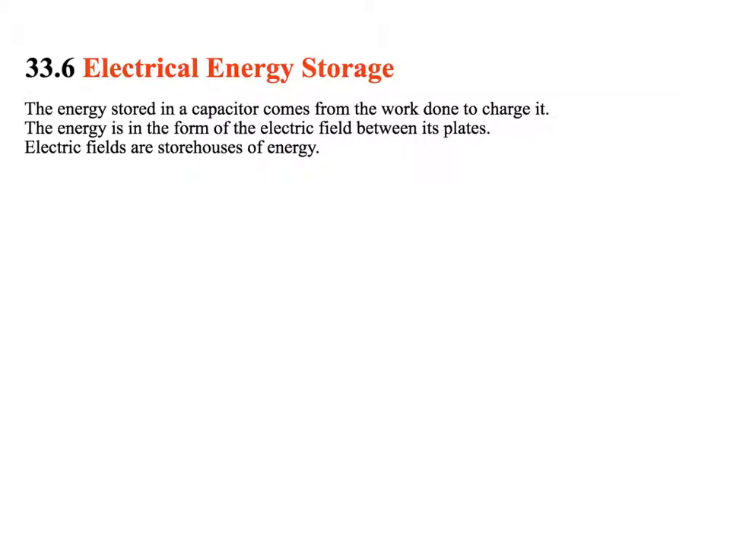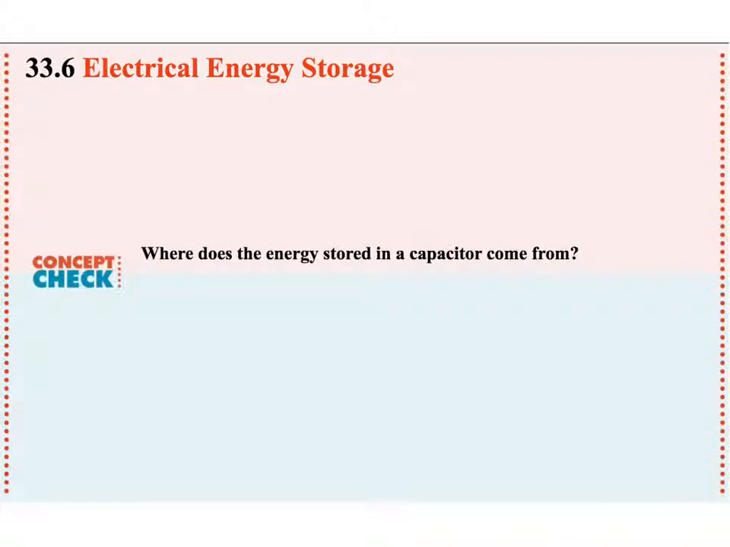The energy stored in a capacitor comes from the work done to charge it. The energy is in the form of electric field between its plates. Electric fields are storehouses of energy. Where does the energy stored in a capacitor come from?